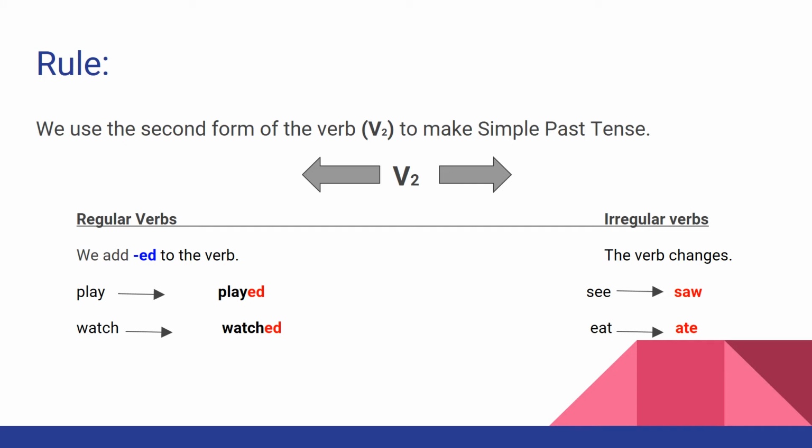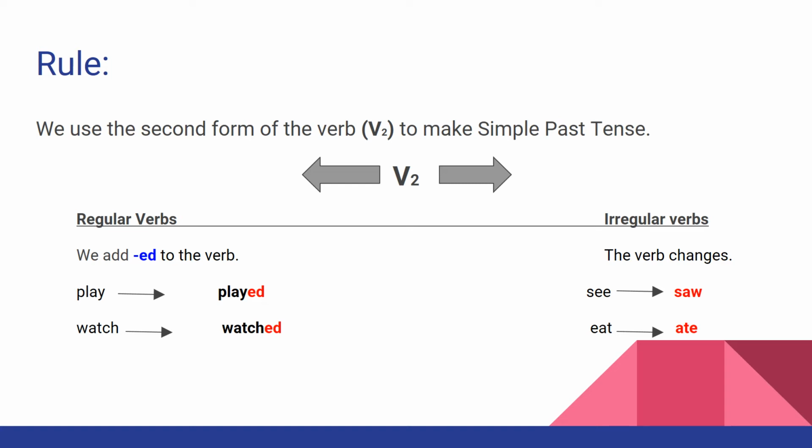Now let's take a look at the rule. In positive sentences, we use the second form of the verb to make simple past tense. When we make past tense, we change the verb in two ways. The first one is called regular verbs. In regular verbs, we basically add ed to the verb. So play becomes played, watch becomes watched.